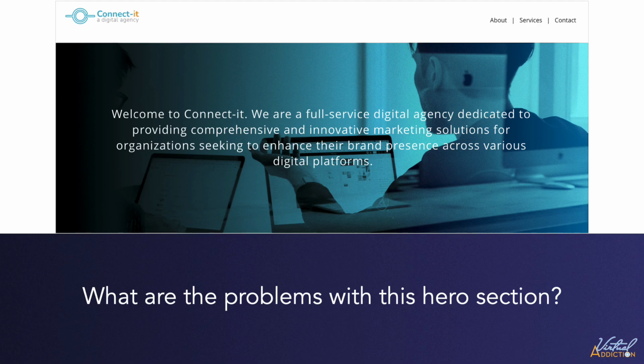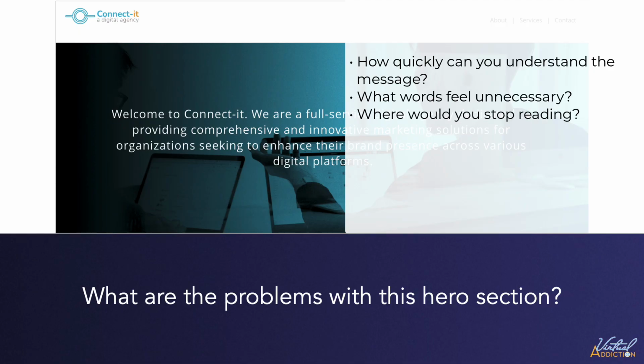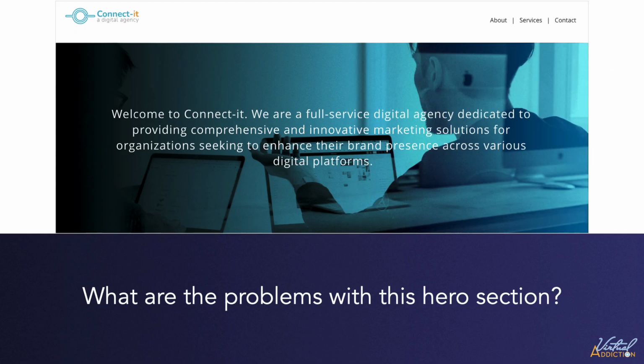Let's analyze an example. This is the hero section of a web page. When you first review examples, ask the following questions. How quickly can you understand the message? What words feel unnecessary? Where would you stop reading? Does it guide action? And is it written for the business or the user? Common problems are that it's too long, vague, business-centered, there's no clear benefit, and no call to action. Train your eye to spot friction.